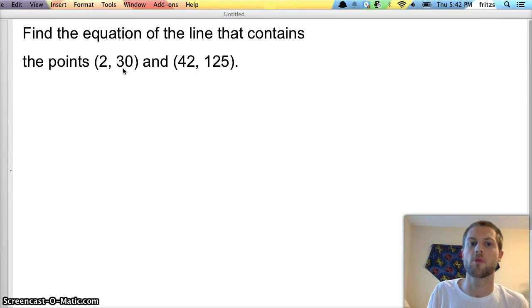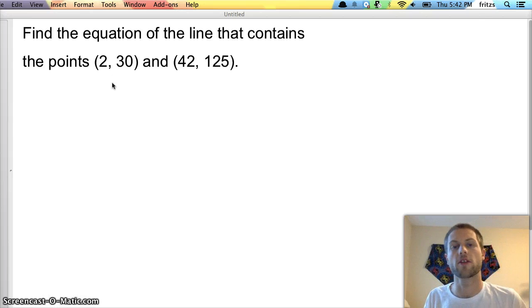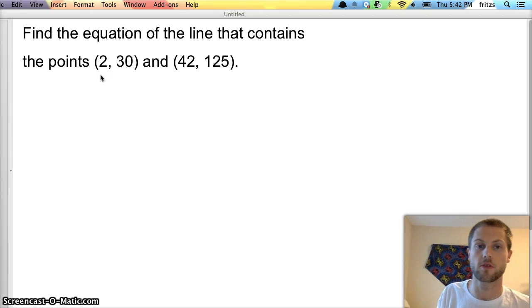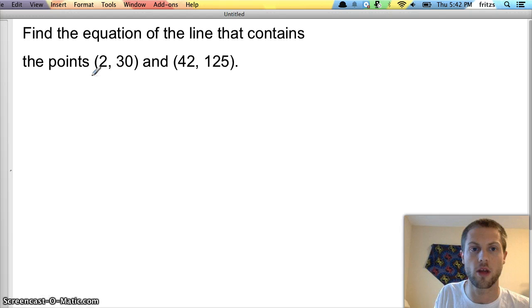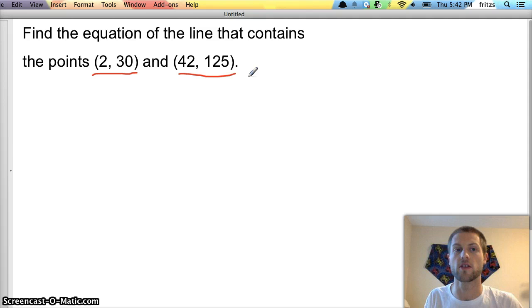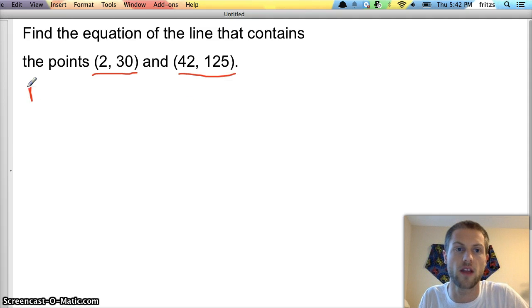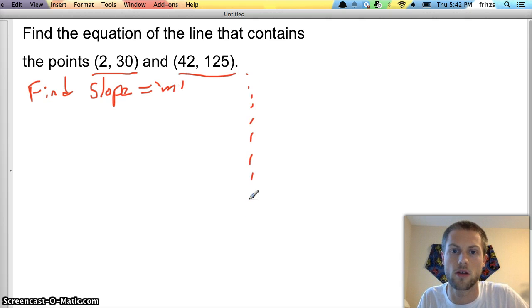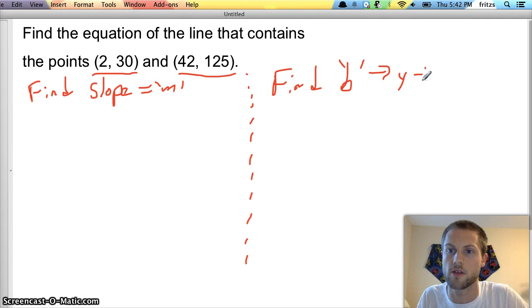Let's go over this problem where we are given 2 points and we want to find the equation that contains them. So here in this example we're given that the points (2, 30) and (42, 125) are on this line. So this is really a two-part problem. The first part is going to be finding our slope, also known as your m value, and then really the second part is going to be finding our b, also known as the y-intercept.